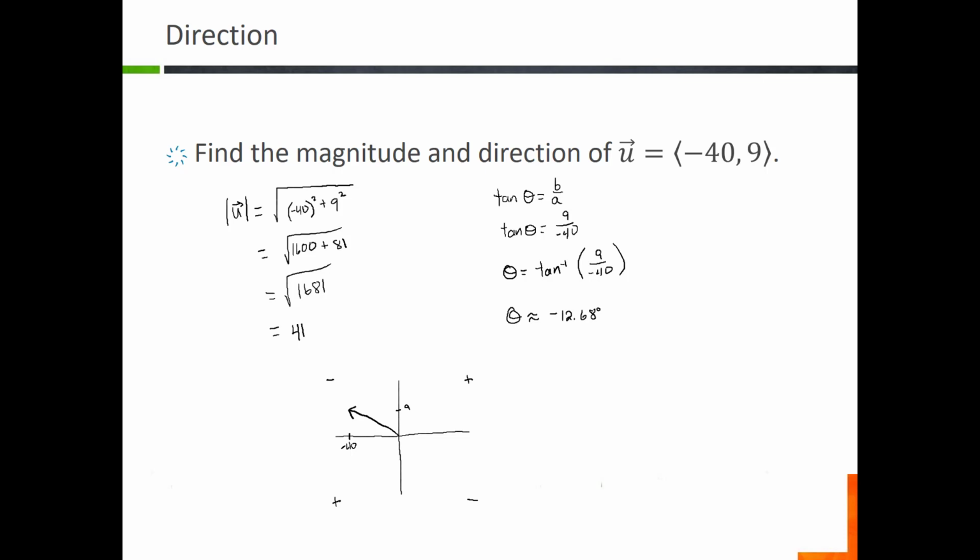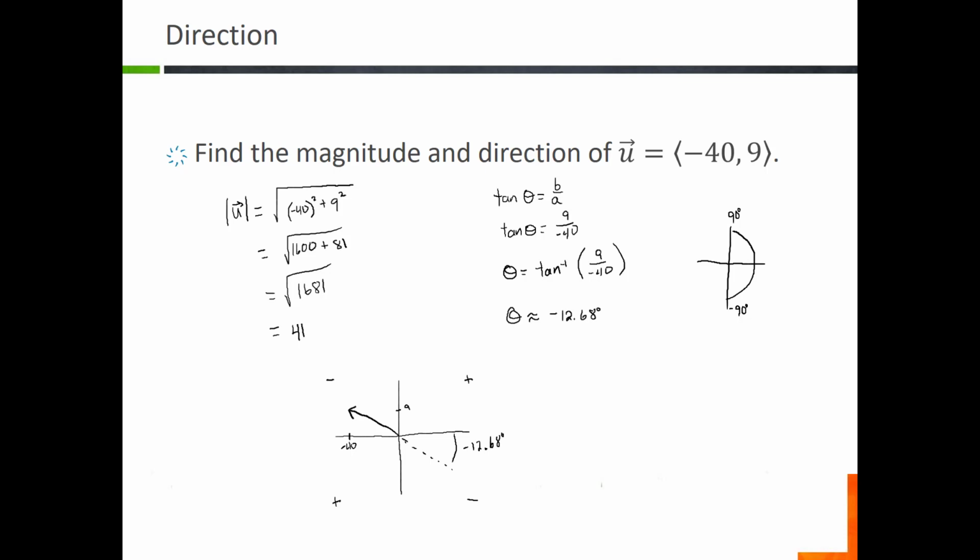Well, the other thing we think about with inverse tangent is that the answer is always going to be between negative pi over 2 or negative 90 degrees and positive pi over 2 or positive 90 degrees. So the inverse tangent is always in the right half of the unit circle. If it's positive, it's in the first quadrant. If it's negative, it's in the fourth quadrant. So that negative 12.68 is actually pointing in the opposite direction. Okay, so it's pointing down here into the fourth quadrant.